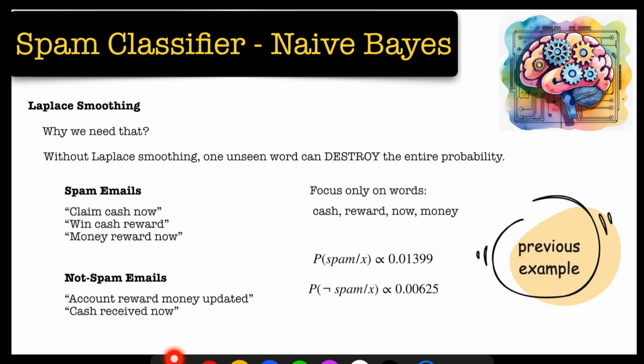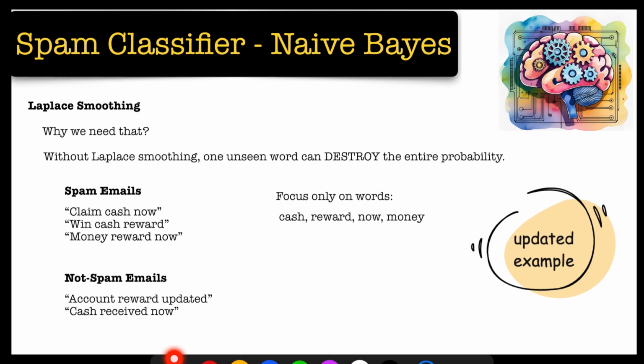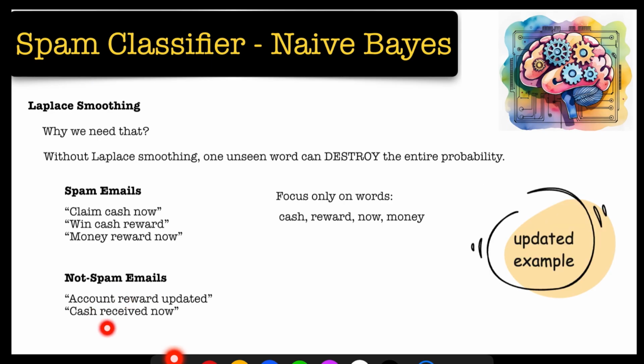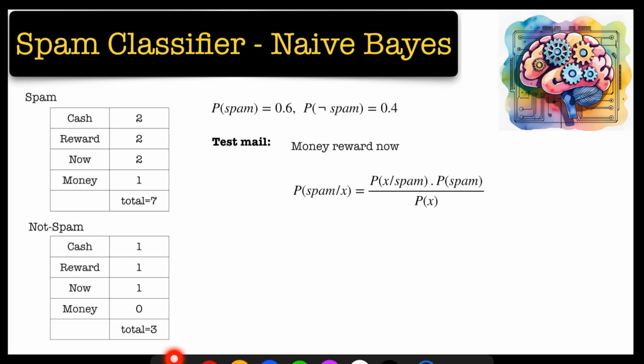Now let's remove this money word from this first not spam email. Instead of account reward money updated, we will just take account reward updated. I just updated this not spam emails here. Let's see how the calculation goes. So other numbers will remain same, but in the not spam, for the not spam class, we see there is this money occurred 0 times, right? Because we don't have any money for not spam class, right?